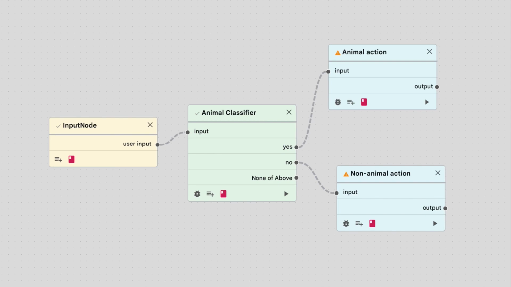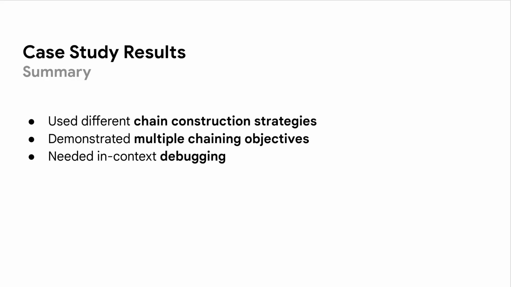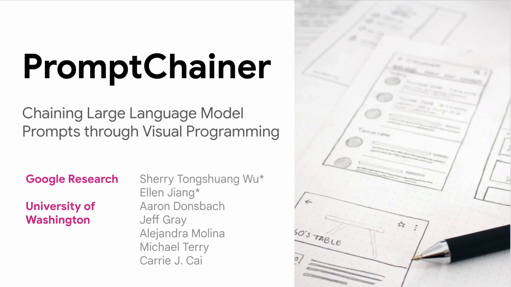For example, some users might drop in all the needed nodes before refining any given node, while others might try to get the animal classifier node working before moving on to add any downstream nodes. In addition to using different chain construction strategies, participants also demonstrated multiple chaining objectives and needed in-context debugging to troubleshoot their chains. Please see our paper for additional details.